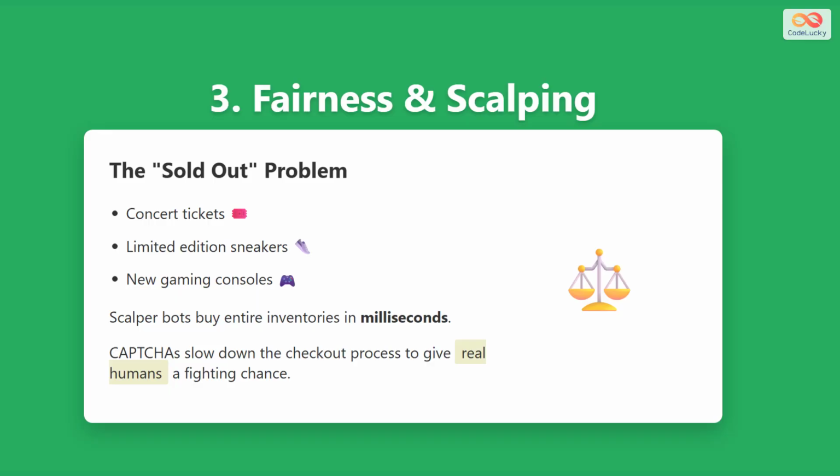The third reason is fairness. We see this with ticket sales or limited edition product launches. Scalpers use bots to buy up inventory in milliseconds, faster than any human can click. By putting a CAPTCHA in the checkout process, the website slows down the transaction. This levels the playing field, giving real fans a fair chance to buy tickets or consoles before they sell out.